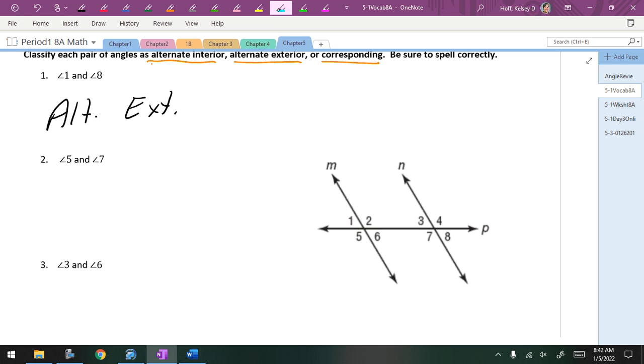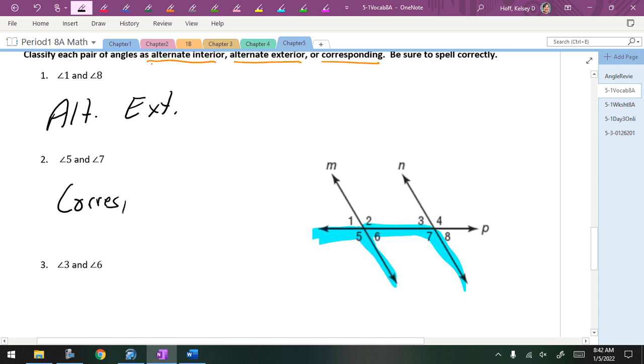Okay. Here's your next one. I'll trace the next one for you. 5 and 7. Don't say it out loud. Alternate interior, alternate exterior, or corresponding. What'd you say, Tone? Corresponding. Do you guys agree with him? Yes. Corresponding makes that F.